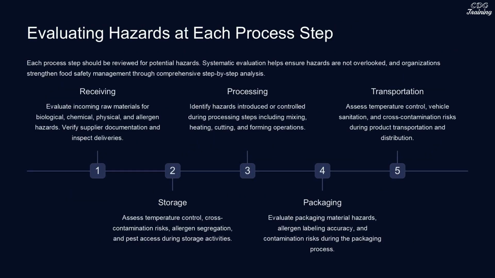Each process step should be evaluated for potential hazards. Systematic evaluation helps ensure hazards are not overlooked, and organizations strengthen food safety management through comprehensive step-by-step analysis.